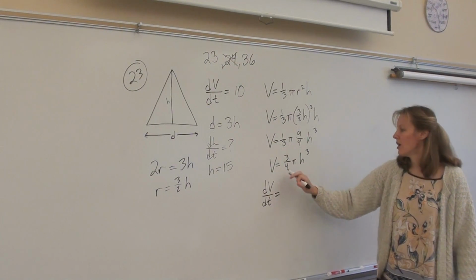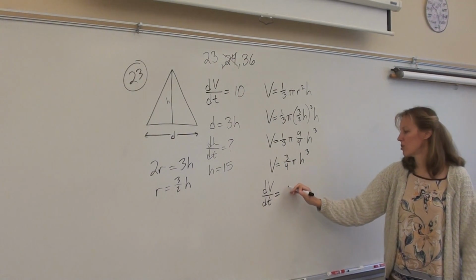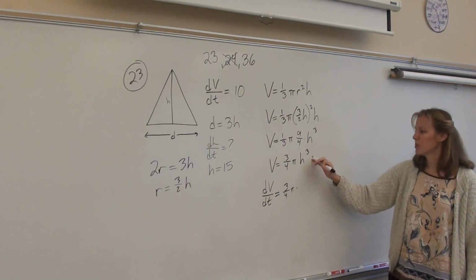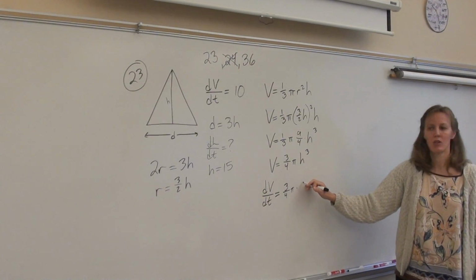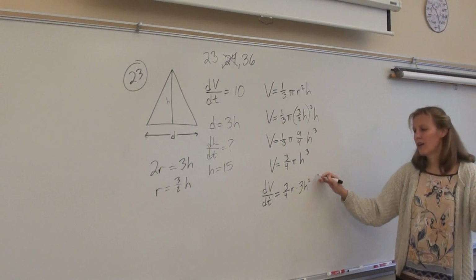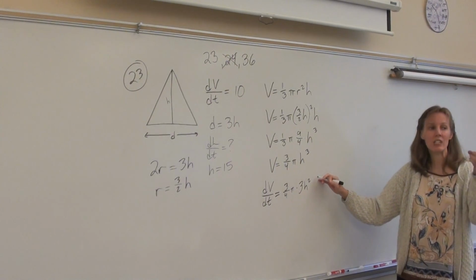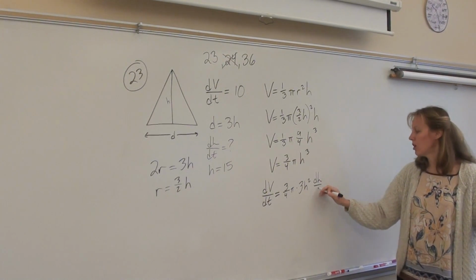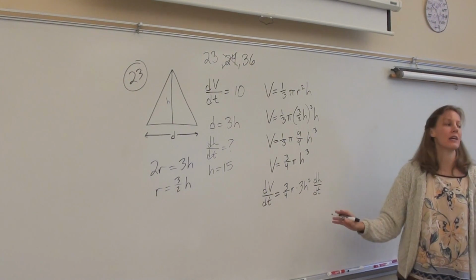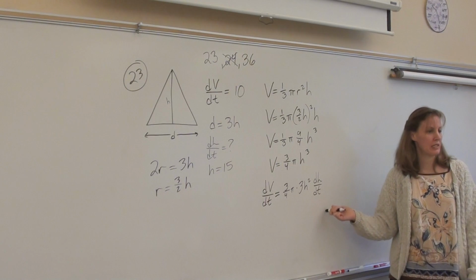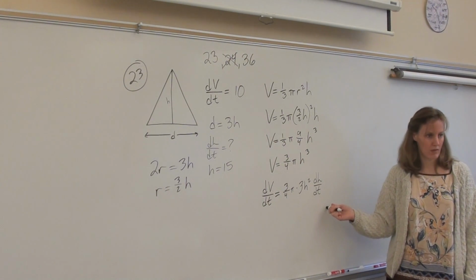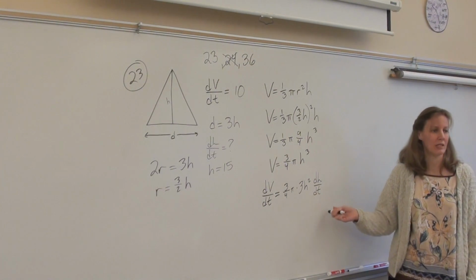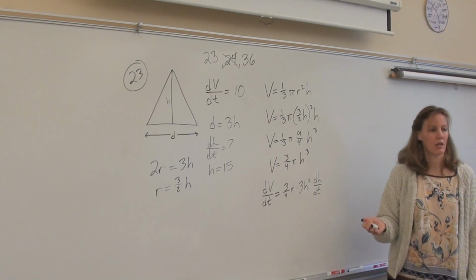And you can multiply the 3 or you can keep the coefficient and then just do times. What's the derivative of h cubed? 3h squared, times dh dt. Don't forget, every single derivative that you take in this unit will have a d something dt next to it. Every single time you differentiate a variable, it's going to have d something dt. Yes?